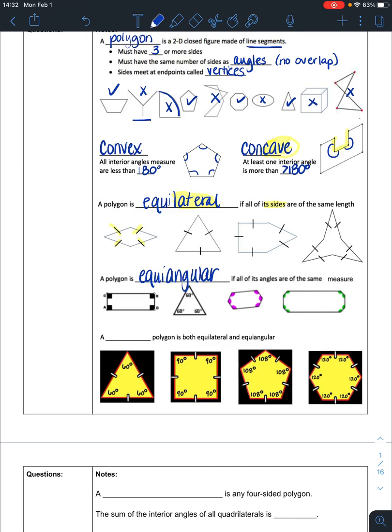Okay, so if they are all the same measure, then each of the angles, then it is considered equiangular. All of these are 90 degrees. All of these are 60 degrees. And so that would mean that those figures are equiangular.